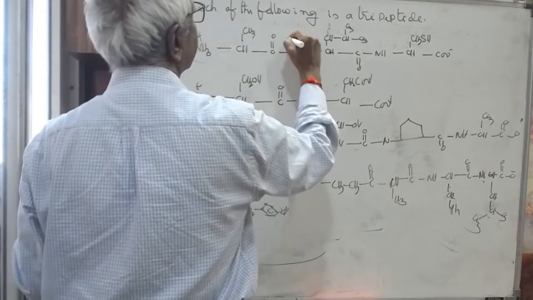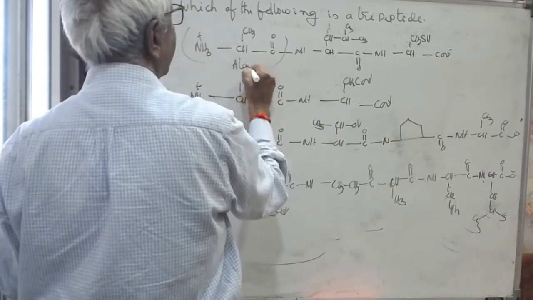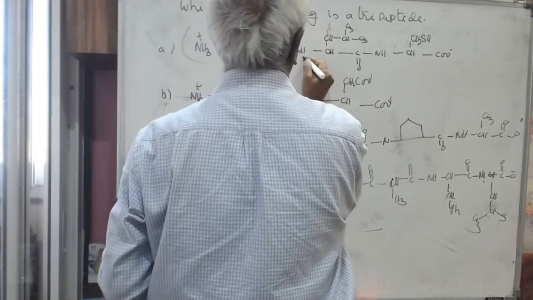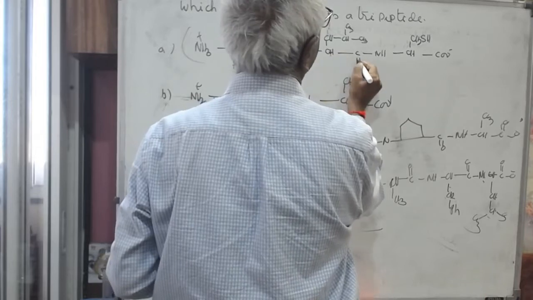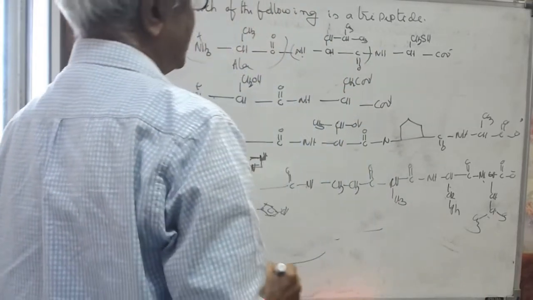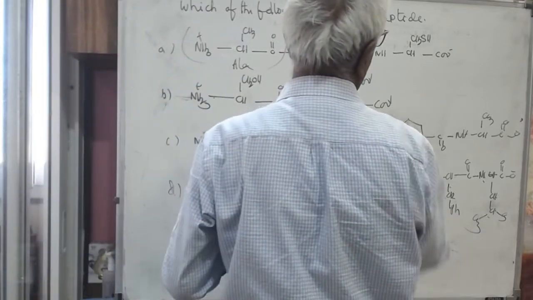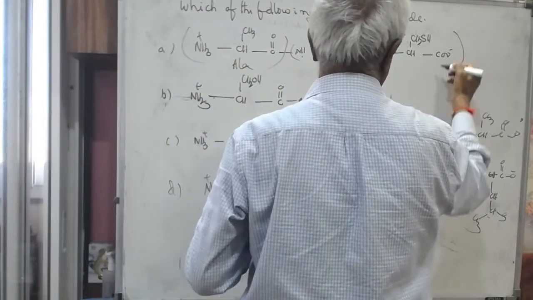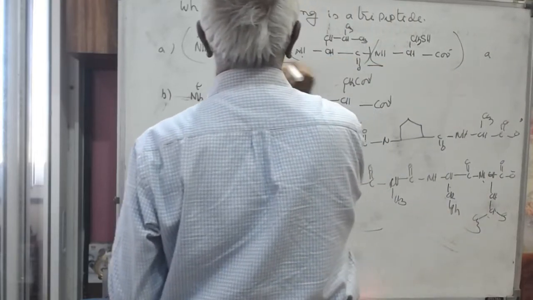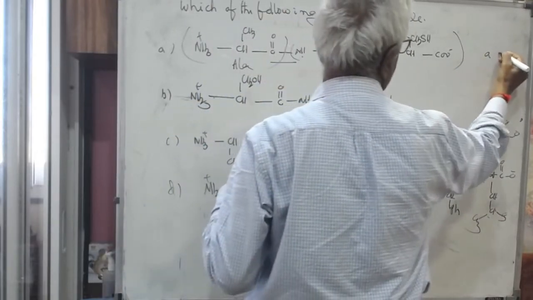This is alanine, and this one, NH2, this is leucine, and this one is cysteine. A tripeptide: one peptide, two peptide. It is a tripeptide.